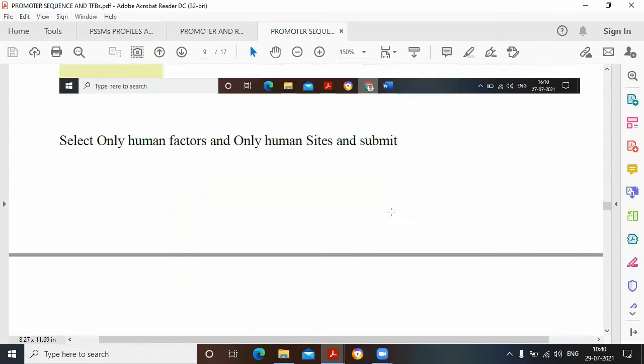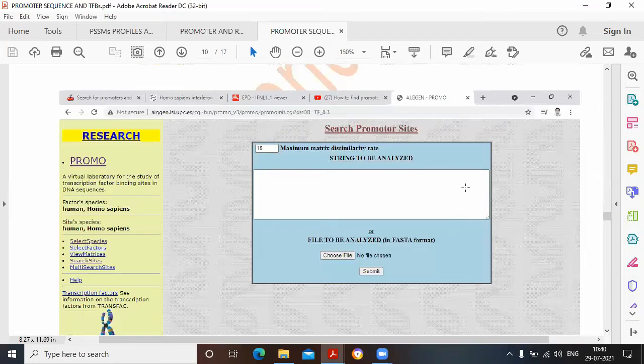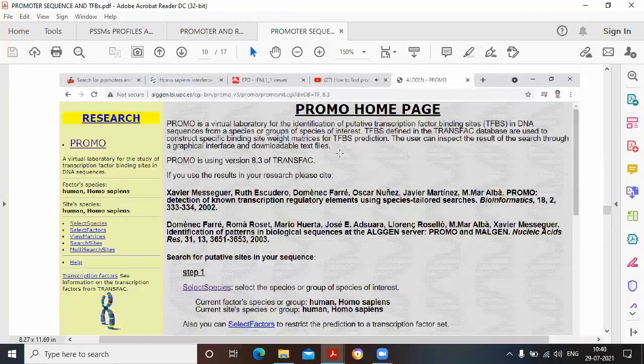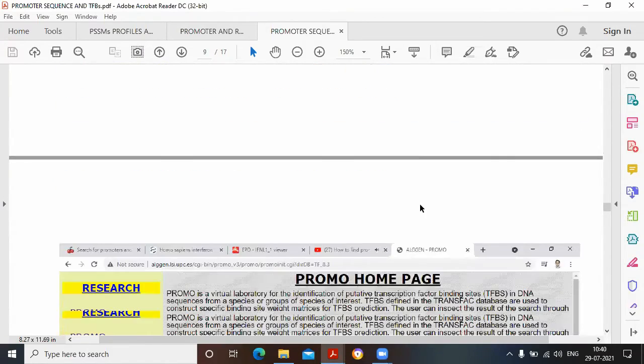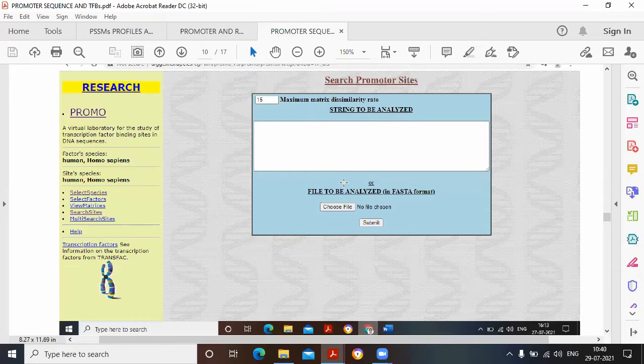After clicking on submit, you are going to get this particular page. Don't worry about the repetition. Immediately after this submit, you get this page, search promoter site, and here you have to paste the sequence.